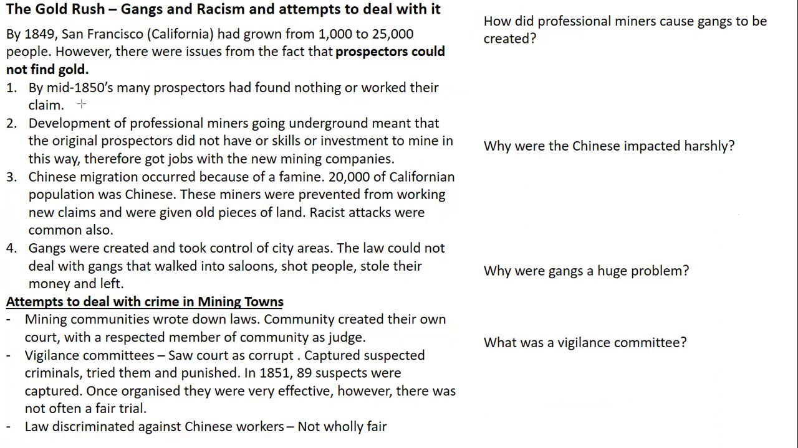So by the 1850s, many prospectors didn't have anything, and they'd worked their claim. So they ultimately ran out of any opportunity to find gold. There was a development of professional miners going underground, meaning that the original prospectors didn't have the skills or money to mine.